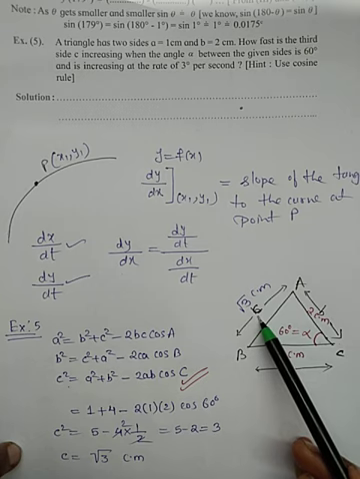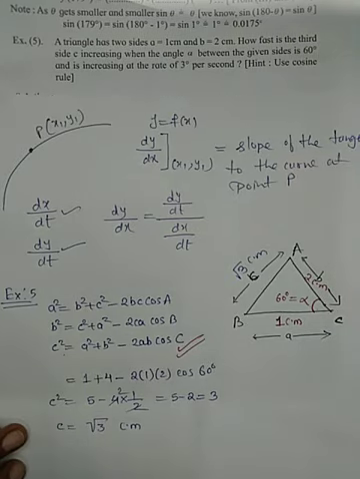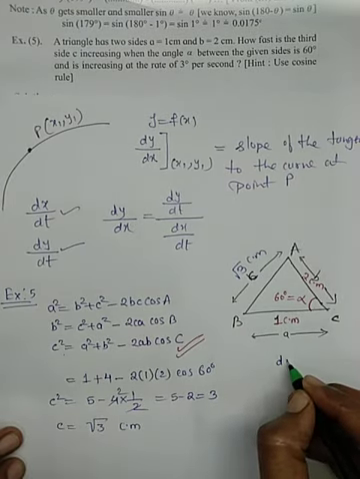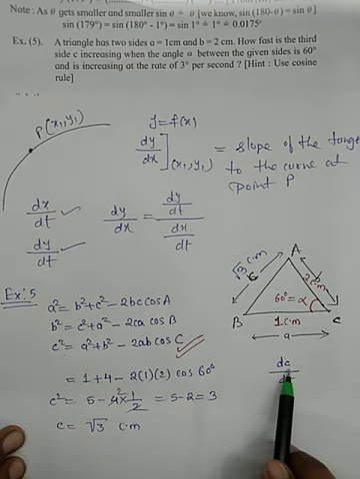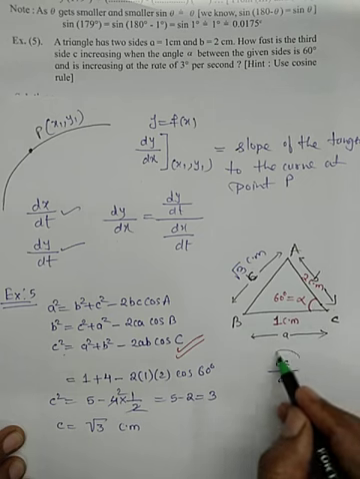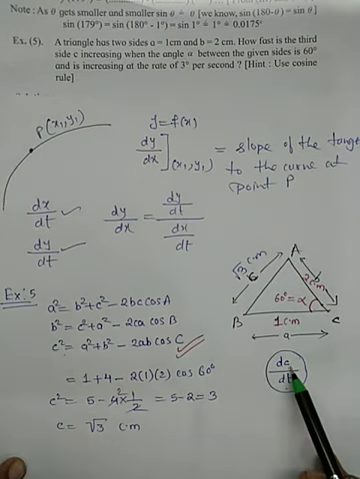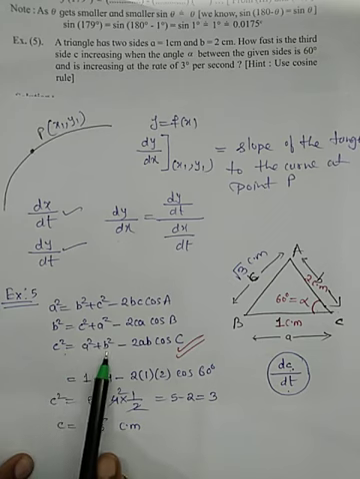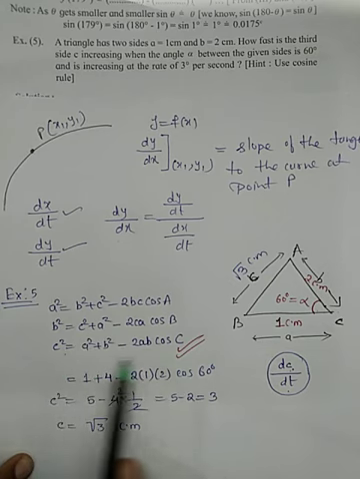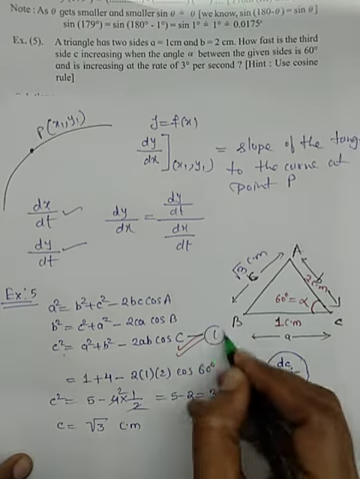Are you getting my point? This is what we are asked. Rate of change of side means what are we asked? dC by dt. Is it clear? Rate of change of this side small c with respect to t. Do I know the value of C? I am not asking for a particular value of C. Is there any equation? This one, the third one. C square equals A square plus B square minus 2AB cos C. We will use this one. It means we are going to differentiate this equation.